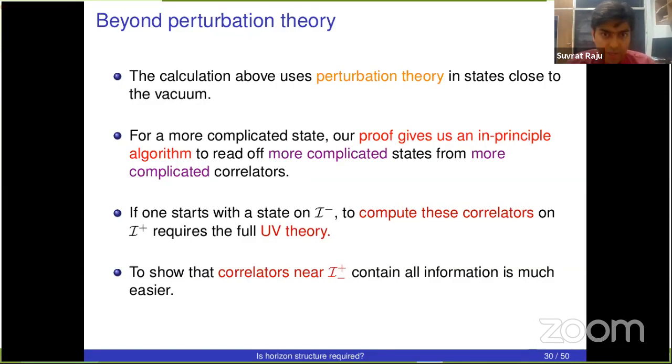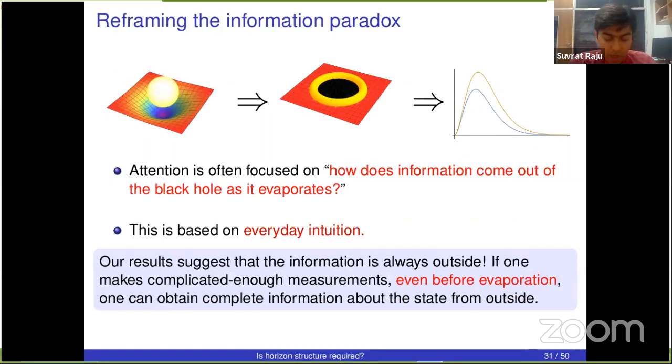Now, let me also clarify that if you started with an arbitrary state in scri minus, then to compute the correlators that you would get in scri plus requires a full UV theory. That's the question of what the full S matrix is, about which I have nothing to say. What I'm trying to show is that correlators near the past boundary of scri plus contain all information, and this is a result that's easier to show than actually trying to compute these correlators if you give me some initial state in scri minus. Okay, let me now turn to the implications of this result for the information paradox.